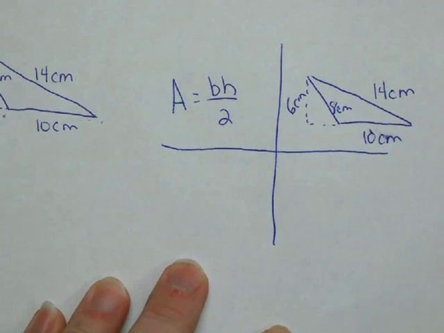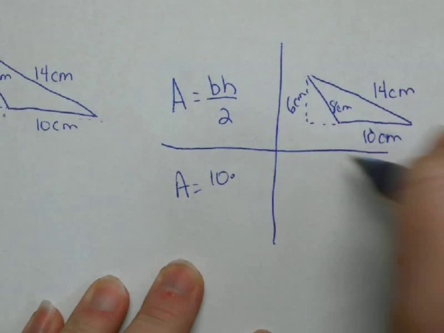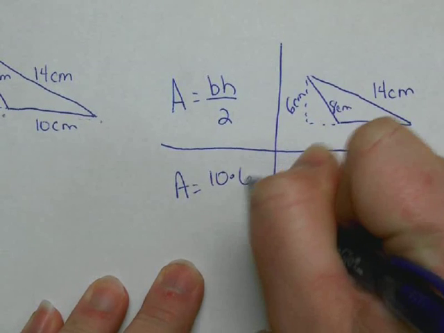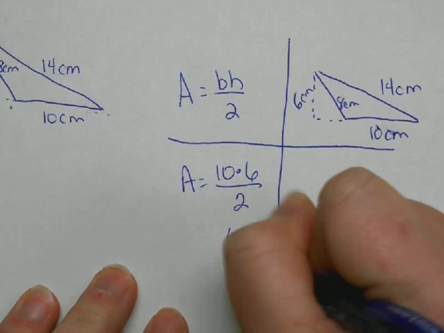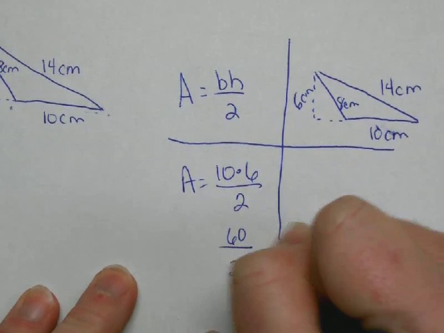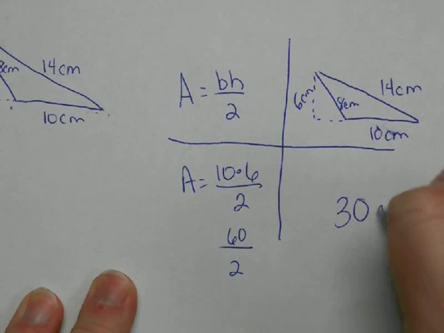Well, my base is 10. My height is 6 because it's that straight up and down. Then we're going to divide it by 2. Well, 10 times 6 is 60. Divided by 2 is going to be 30. And then my label is going to be centimeters squared.